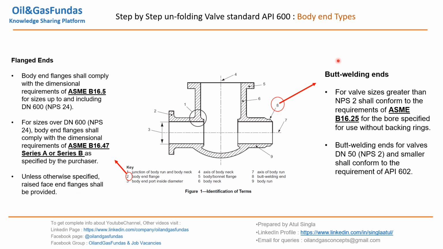At the same time, if you see butt welding ends, valves greater than 2 inch shall conform to the requirement of ASME 16.25. So this is again an ASME standard which we need to refer while designing the butt welding ends. Butt welding ends for valves 2 inch and smaller shall conform to the requirement of API 602. As we are working on API 600, there is a standard API 602 for smaller size butt welding ends. So we can refer this standard to design the gate valves for smaller sizes.